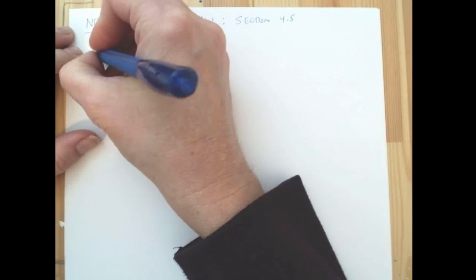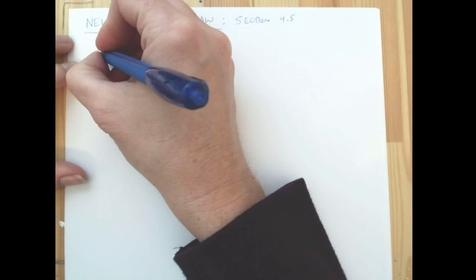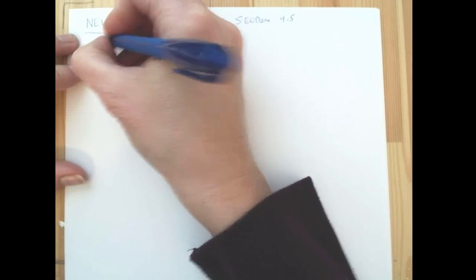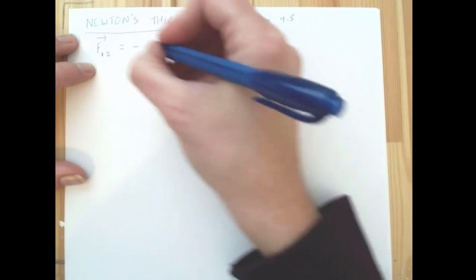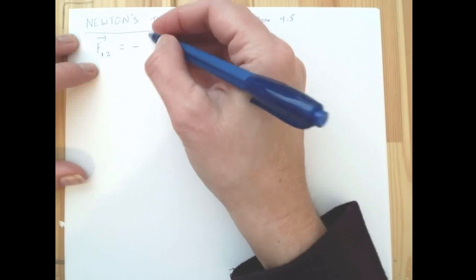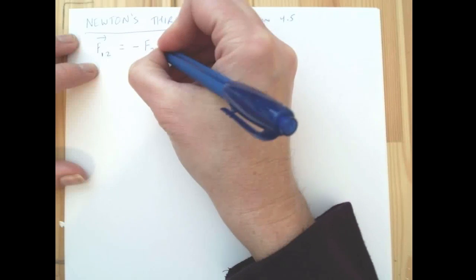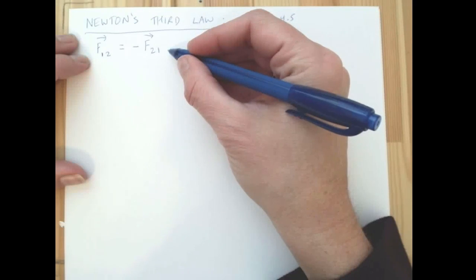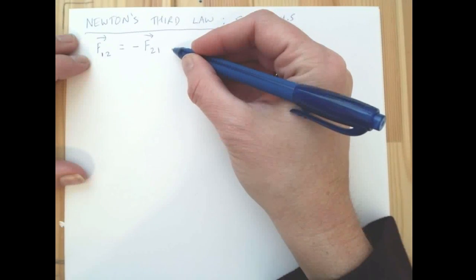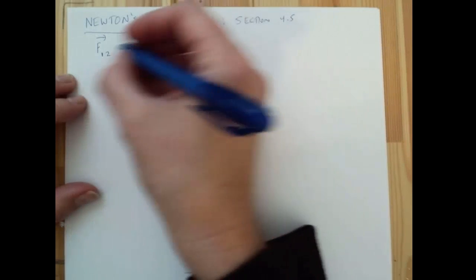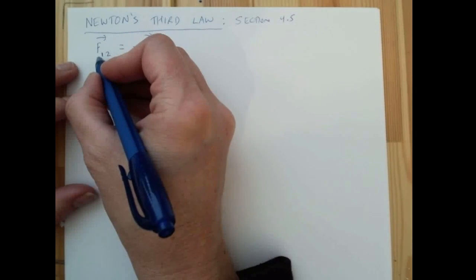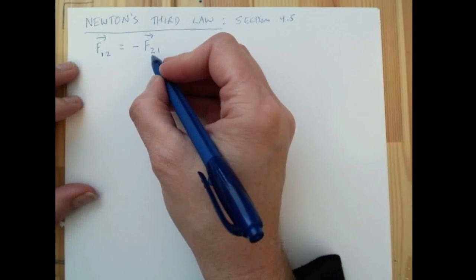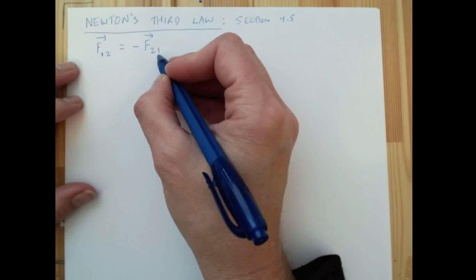The third law can be stated as that the force that object 1 exerts on object 2 is going to be equal in magnitude but opposite in direction to the force that object 2 exerts on object 1. So that's the mathematical representation of Newton's third law of force. In words, again, this denotes the force that object 1 exerts on object 2, and this denotes the force that object 2 exerts on object 1.